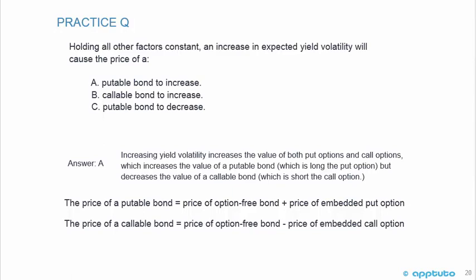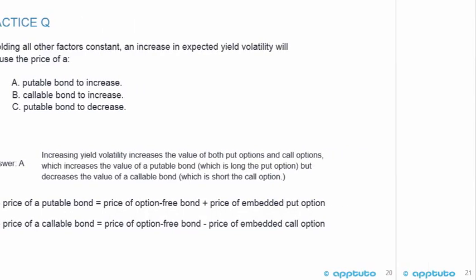So in these, don't do all the math in your head. Don't think them through all in your head. My advice is always write out the formula like you see it: the price of a puttable bond, option-free plus; callable, option-free minus. Then go back and look at the question, because it's most likely going to be most likely, least likely, increase, decrease. Work it out and make sure you select the correct answer.